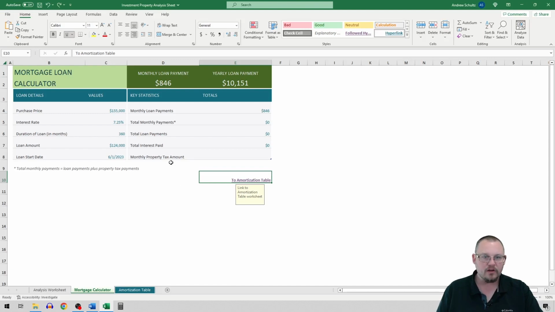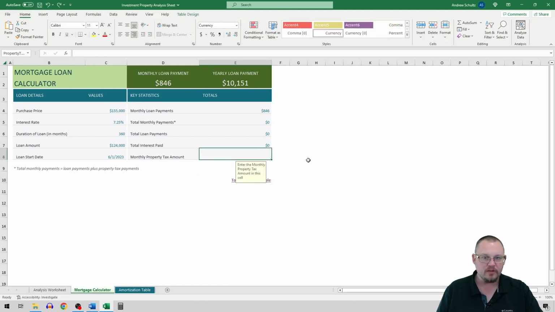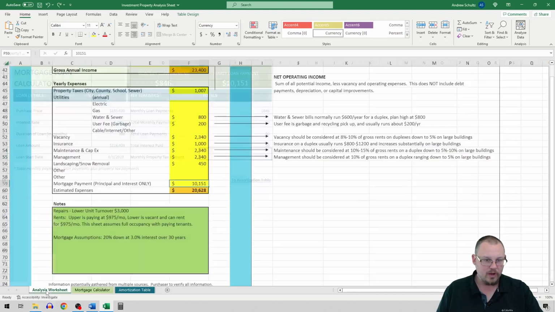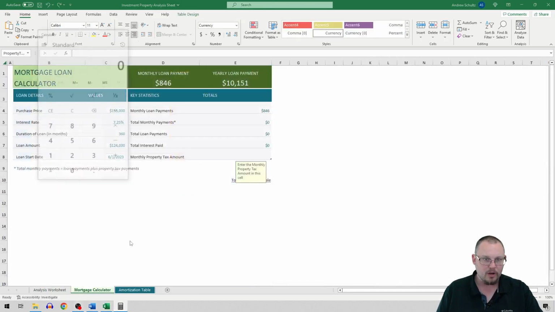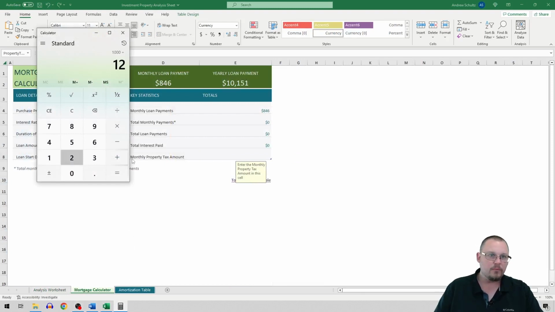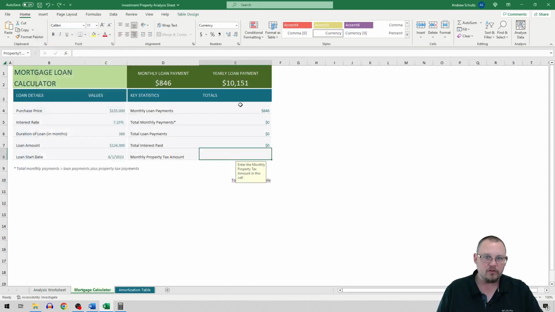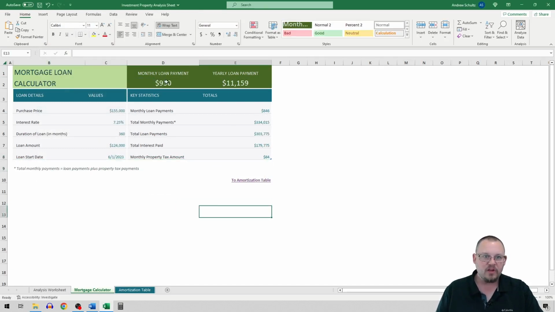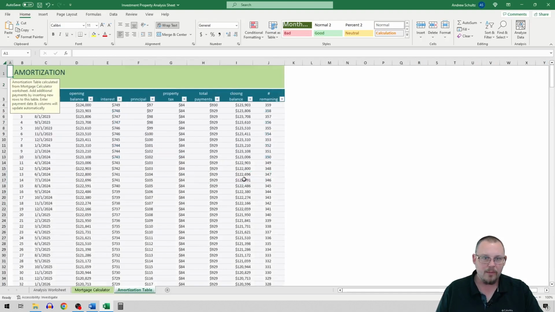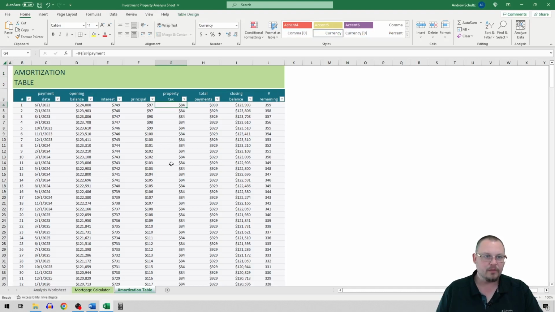Now, if you wanted to factor in your monthly tax payments, so for instance, we'll hop back to our worksheet and we're going to say that property taxes are $1,000 a month divided by 12 is $84 a month. We're going to go ahead and say you have a tax payment of $84. That updates your monthly loan payment as well as your yearly loan payment up at the top. It also updates your amortization table to show the property taxes are now being paid on a monthly basis.